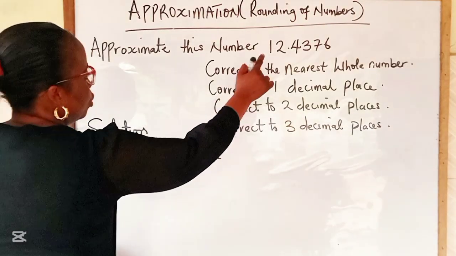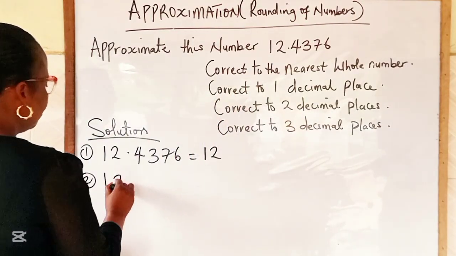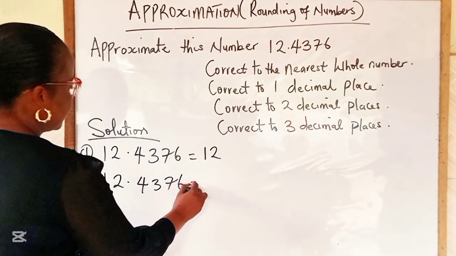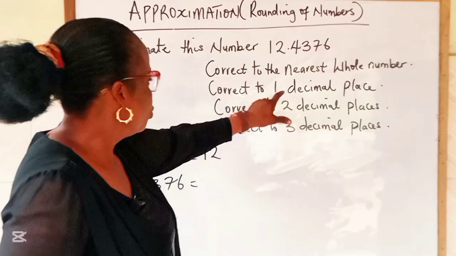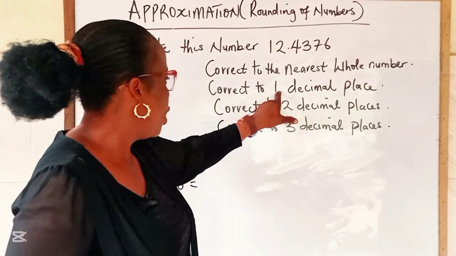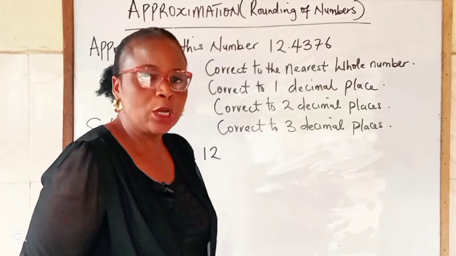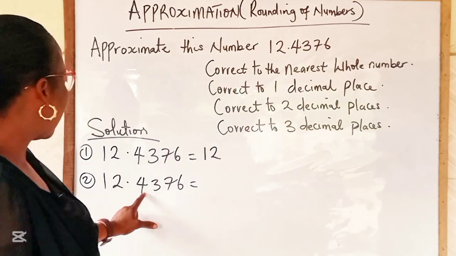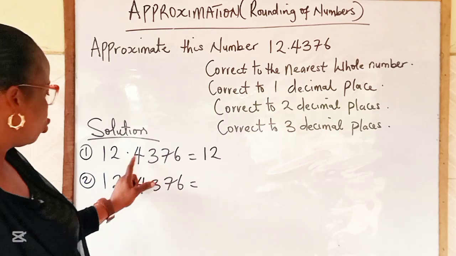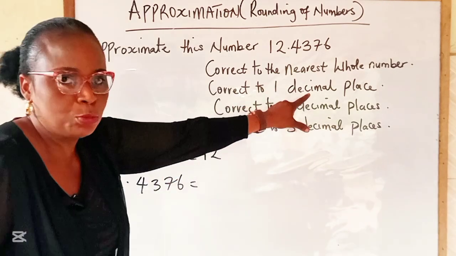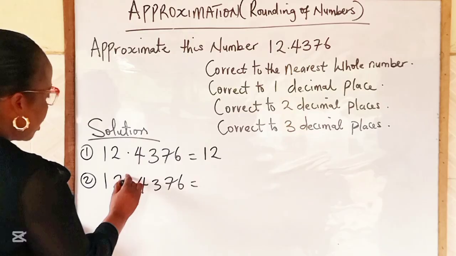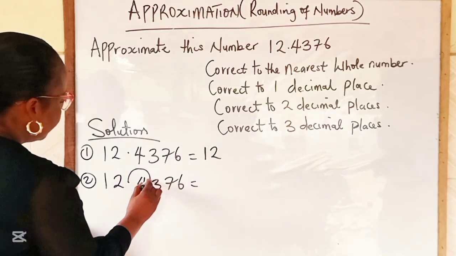Number 2, we have 12.4376. Correct to one decimal place. How do we correct to one decimal place? Look at this number. We are going to count from the decimal point to 1. That is one decimal place. We are going to start from here and count 1.